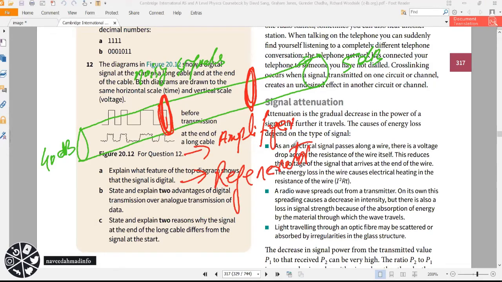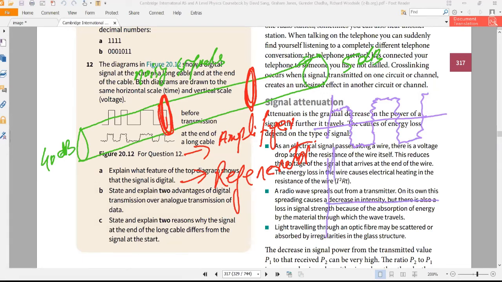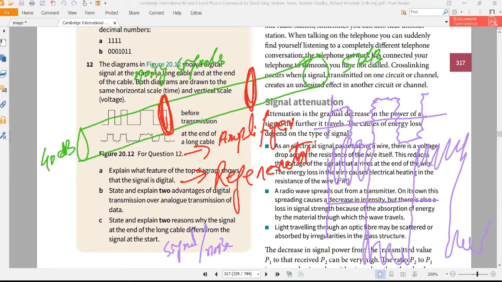Let's say your signal is like this. If you give this signal to the amplifier, the amplifier will amplify the signal, and it will also amplify the noise. It means the amplifier keeps the signal to noise ratio the same. We will also study the signal to noise ratio after this.